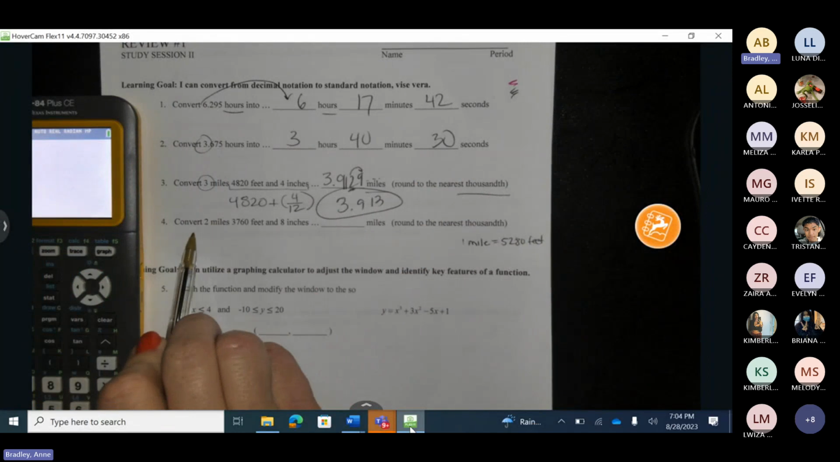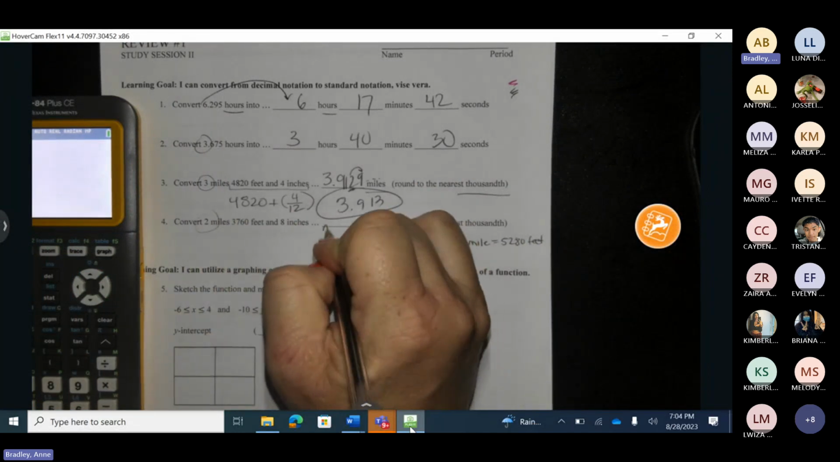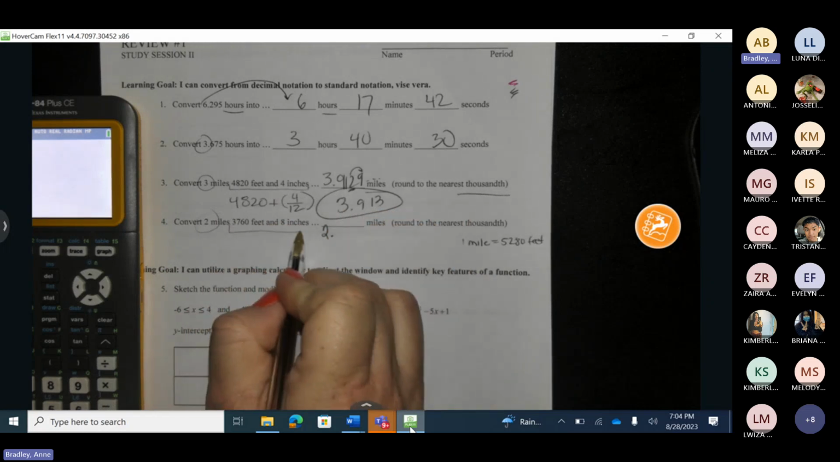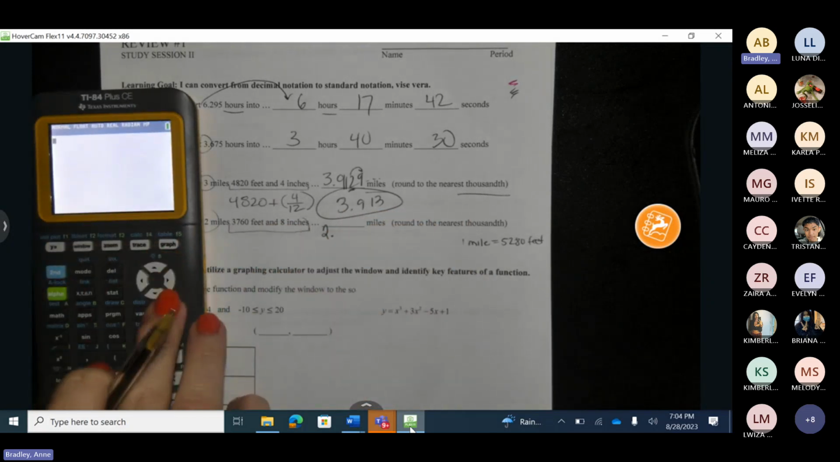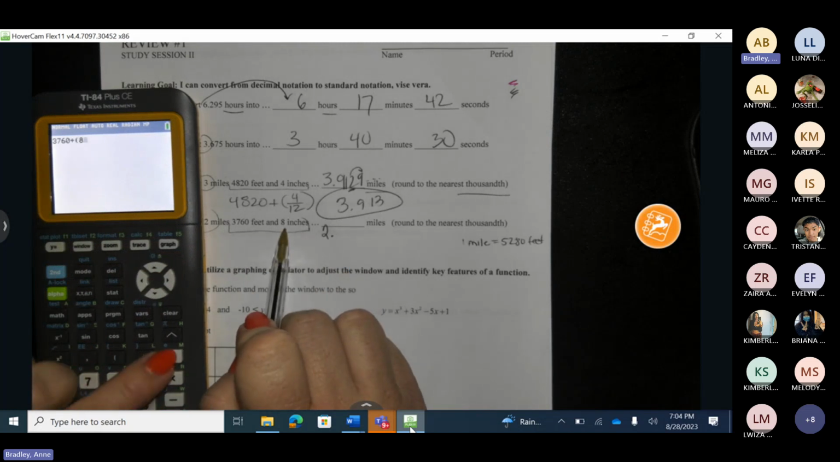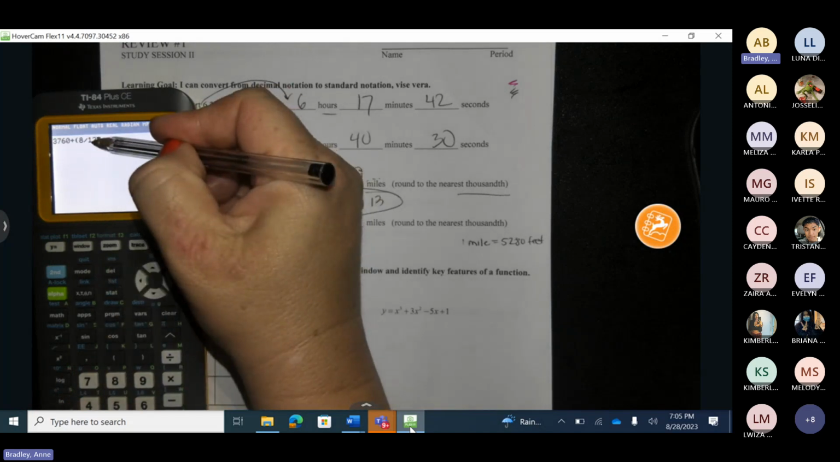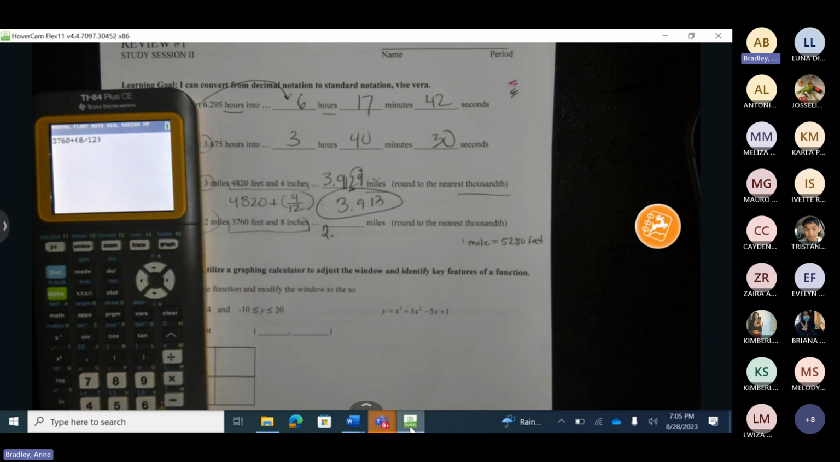Same concept here. We're going to go into decimal notation. So 2 miles, that's the whole number. And then I'm going to rewrite this in terms of only feet. 3760 plus, asking myself, how many inches are there in a foot? There is 12. This is the part of confusion for some students, that denominator value. Okay, so this is feet. And again, I need to write it all in terms of miles.